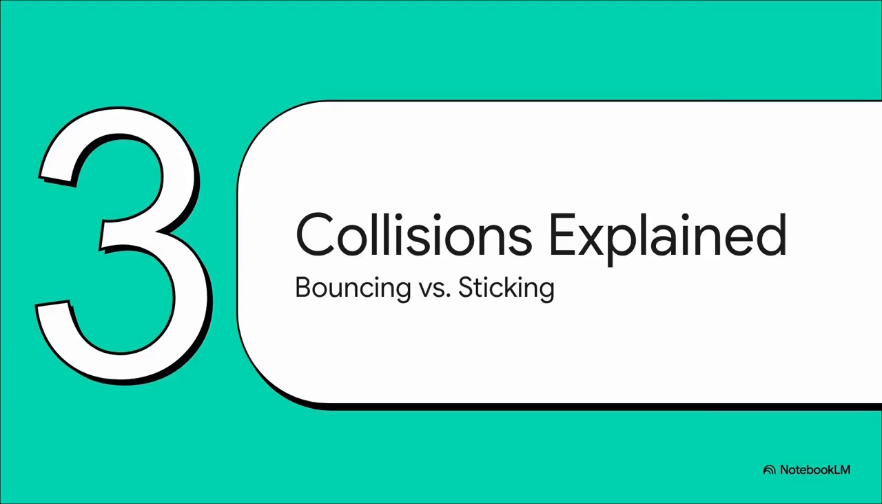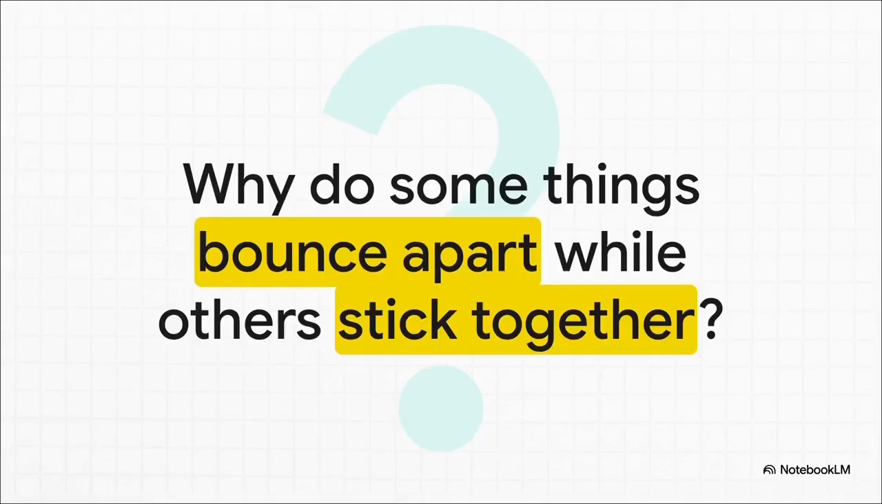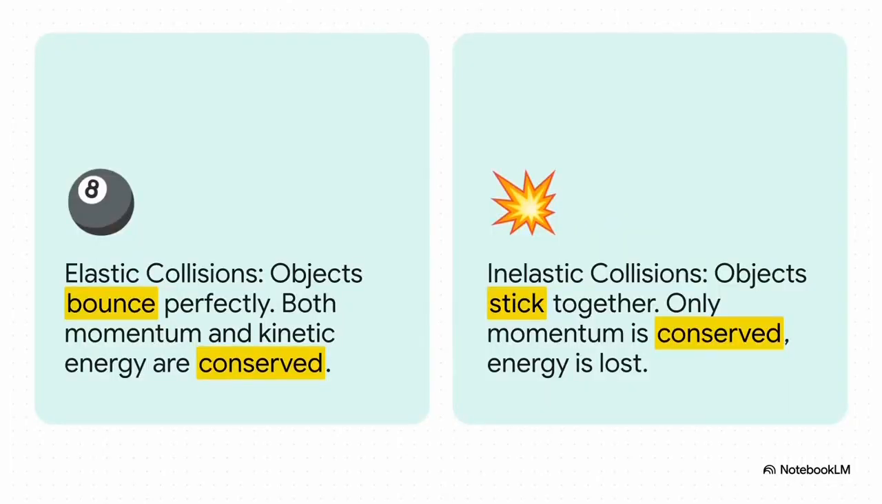But that probably brings up a question for you. If the law is always the same, why do collisions in the real world look so different from each other? Yeah, exactly. Think about the difference between two billiard balls smacking into each other versus two lumps of clay. One goes clack, and they bounce apart perfectly. The other goes splat, and they just stick together. They're totally different outcomes. So what gives?